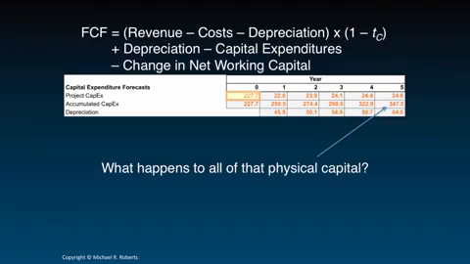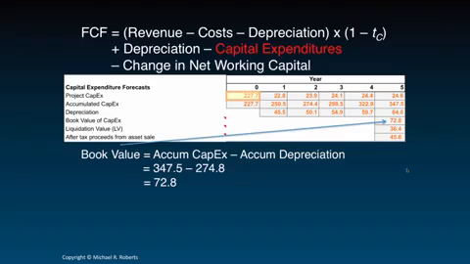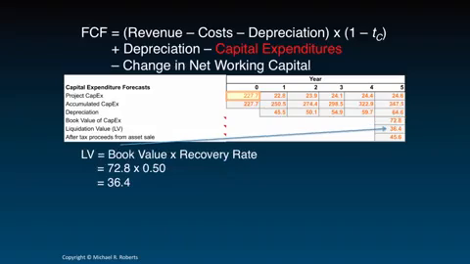So what I'm going to do is take all of that accumulated capital expenditure and subtract from it the accumulated depreciation. That is, I'm just going to sum up all of the depreciation to get this 274.8. The difference between the accumulated CapEx and the accumulated depreciation is the book value of the assets, or $72.8 million. Now, I'm going to assume that I can't sell that on a dollar-for-dollar basis. Rather, I'm going to have to sell it at a discount, 50 cents on the dollar. And so the liquidation value, the money I can actually get for it, which is different from the book value, is assumed to be $36.4 million.